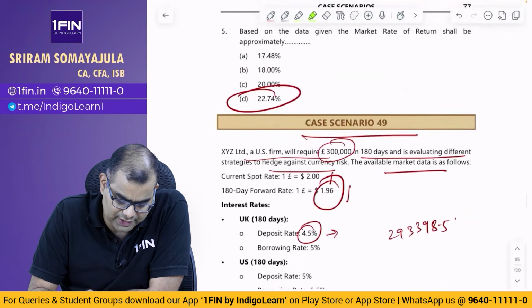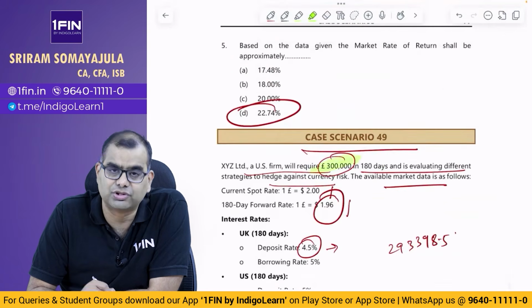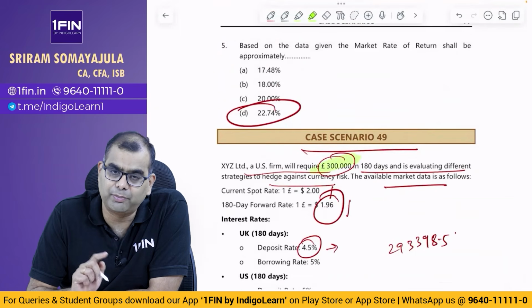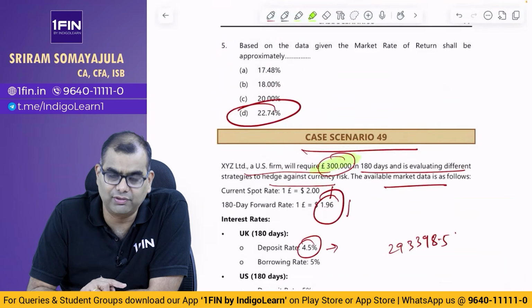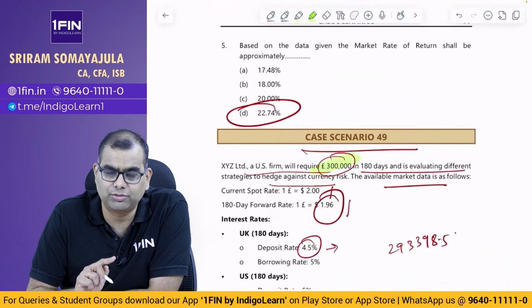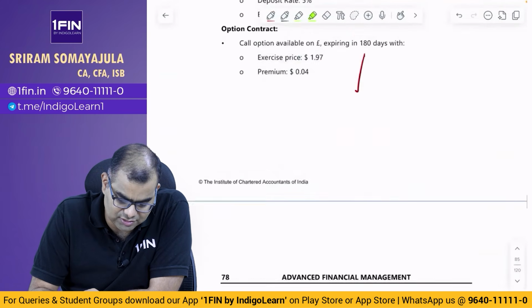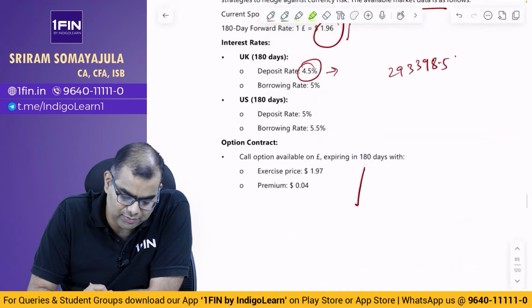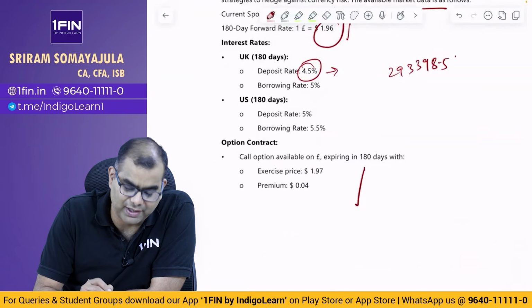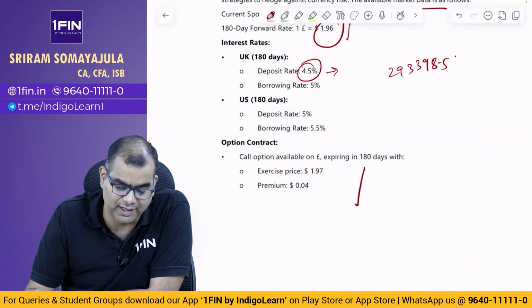Under the money market hedge, approximately how much money will they require to repay after 180 days? You are actually requiring to pay pounds. So you will put a deposit of pounds, meaning you will convert your dollars into pounds, meaning you're borrowing in dollars. So how much will you borrow in dollars? And see here also, secondly, the question: is this per annum or not per annum? They have not used the word per annum. So we have to assume it is not per annum.